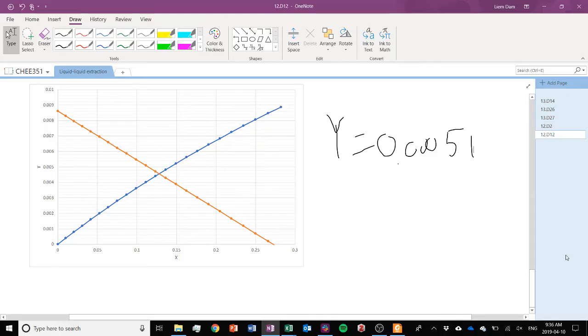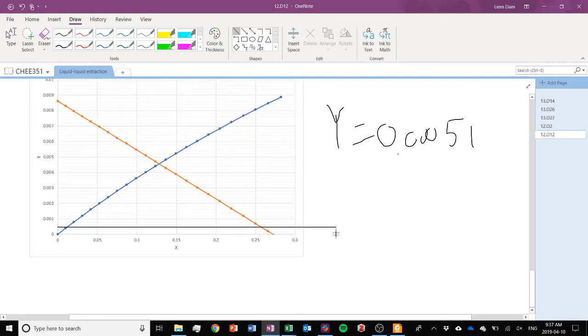Okay, now we have the first operating line and the equilibrium line imported into OneNote. So what do we do from here? First, just for convenience, let's draw the air concentration on this graph. So it's y equals 0.00051, so it's going to be approximately here. This is just for reference, so we know where to stop our operating line.